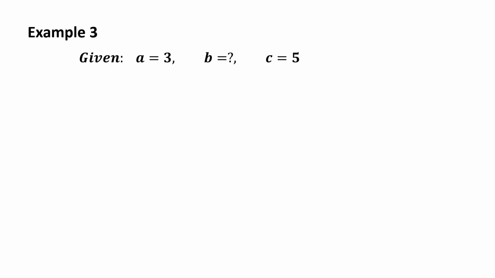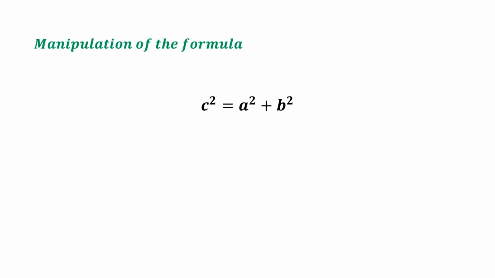Before we proceed in solving and finding the value of b, we need to manipulate the formula with respect to b. From the formula, c square is equal to a square plus b square. Since our target is to create a formula for b, we need to remove the a square and transpose it to the other side of the equation. Using the addition property of equality, we need to add the inverse of positive a square on both sides of the equation. So, the inverse of positive a square is negative a square. Then, we will add negative a square to both sides of the equation.